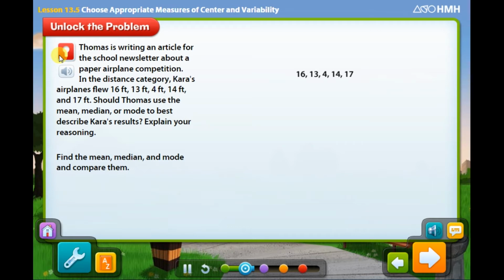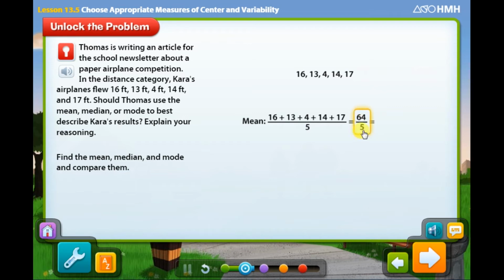The mean is found by adding the data values and dividing by the number of data values. What is the sum of the data values? As you remember, the mean is the average of some numbers. To find the average, you add them together, then divide by the number of data values. If you add all the data together, it gives you the sum 64. Now divide by the number of data values, 5. What is 64 divided by 5? I have 5 numbers, so that's why I divide by 5.